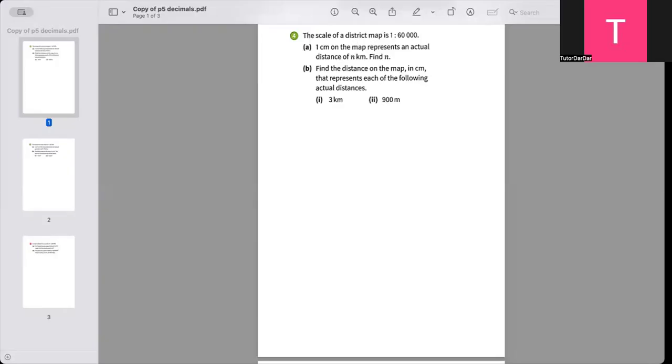Okay, the scale of the district map is 1:60,000. So we write down the scale first. 1:60,000 means they are having the same unit. Now, the question A, what they want is 1 cm is to n km.